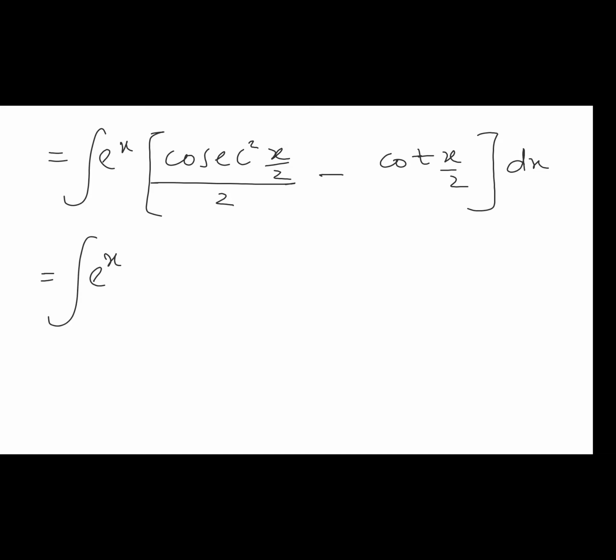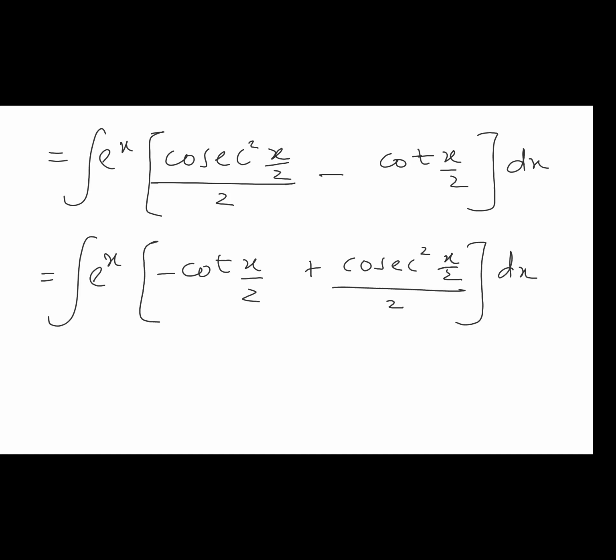e raised to x, minus cot x by 2, plus cosec square x by 2 upon 2. Now try and calculate the derivative of minus cot x by 2.